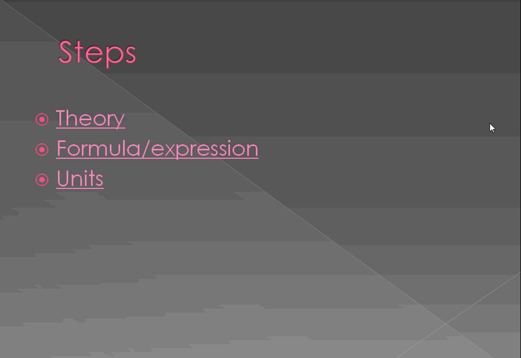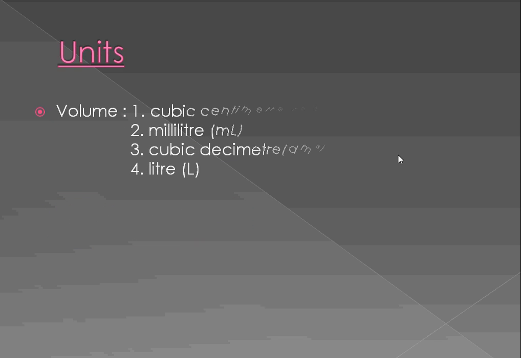Let's go to the third point, that is units. Yes, units are very important in any numerical, whether it's chemistry, physics, or any other mathematics. Conversions of units also. Now first let's see the units. We have volume, the standard variable, which has units cubic centimeter, cubic millimeter, cubic decimeter, liter. These are the volume units.